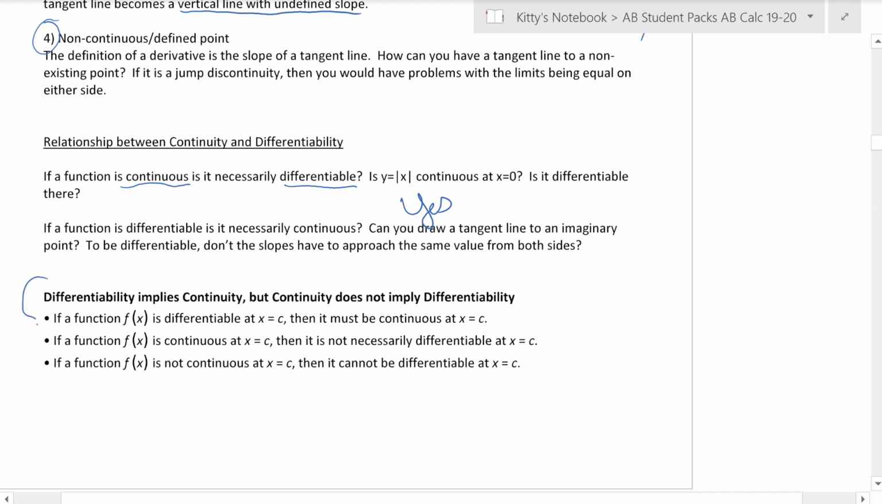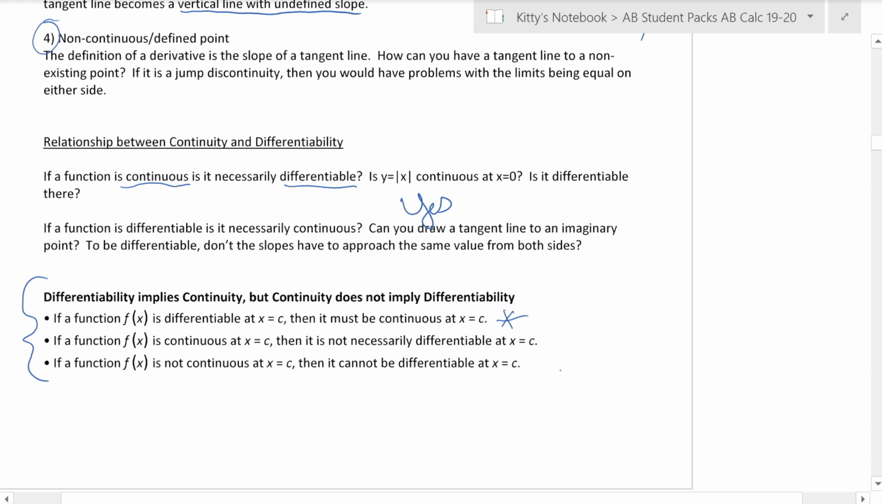So here is a statement that you can use. If a function is differentiable, then you know it has to be continuous. That's something you're going to use a lot. That's like a definition that you justify your answer with. If a function is continuous, it's not necessarily differentiable. We've got the three places we're going to look for. And if a function is not continuous, it cannot be differentiable. I mean, you just can't do that. So if it's discontinuous, then it's also going to be non-differentiable there.